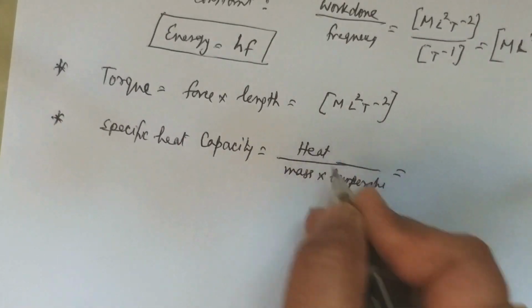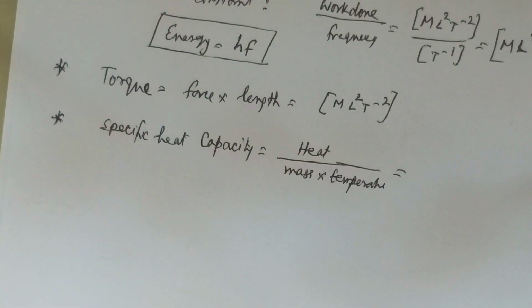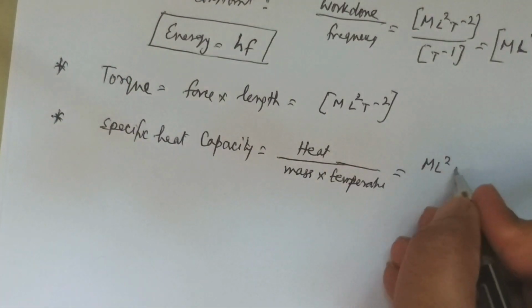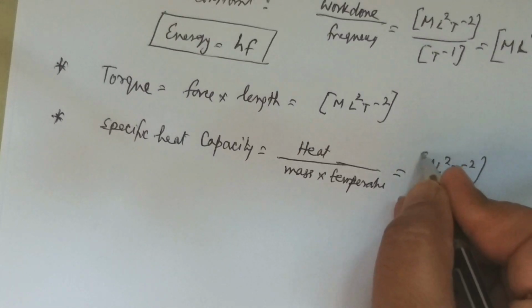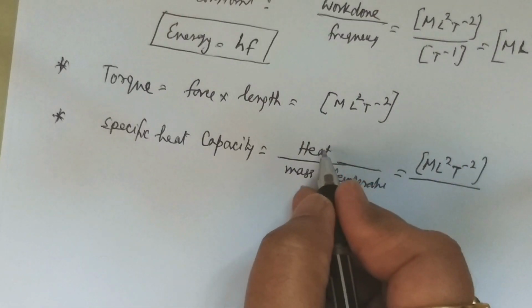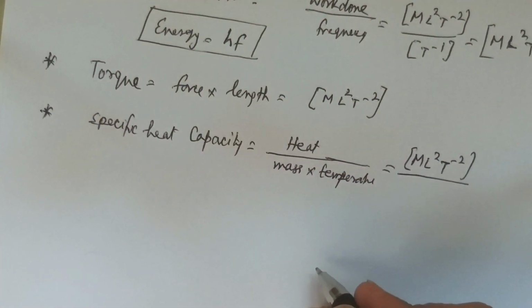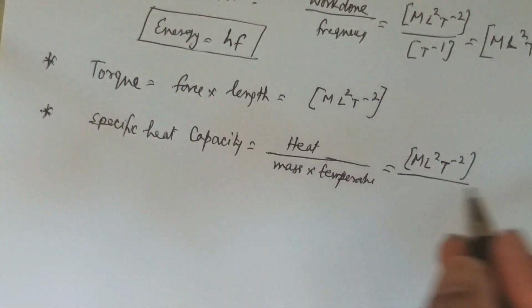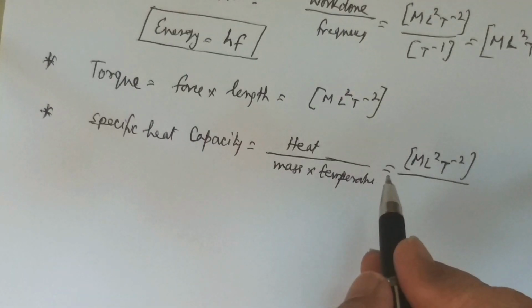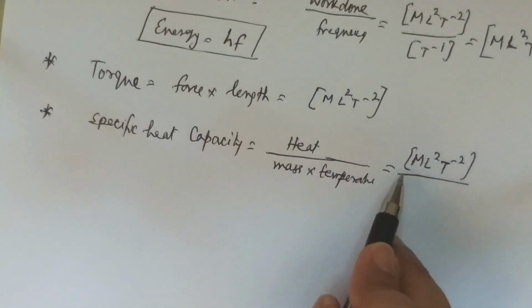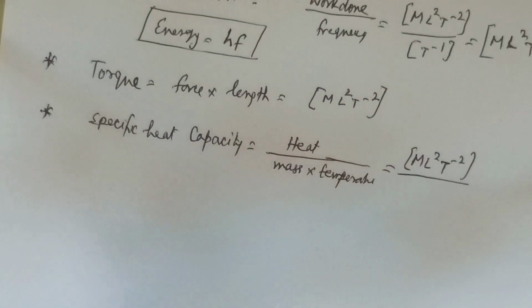Therefore, what is heat basically? Heat is the same as energy, and energy is equal to work done, which is ML²T⁻². If you do not remember what energy is, you can split it into two. Energy is work done. Work done is force into displacement. Force is MLT⁻² into displacement L. So ultimately ML²T⁻².